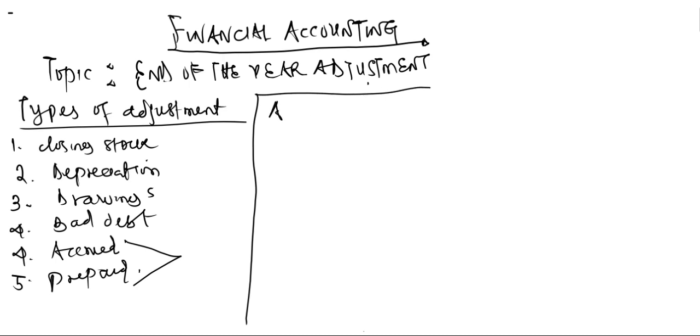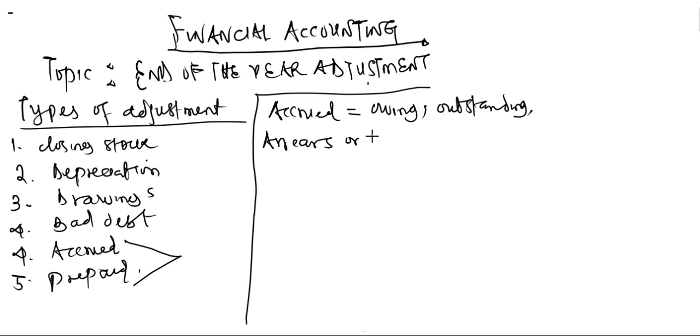So when we look at accrued, first of all, another name for accrued is owing. If you don't want to call it owing, you can also call it outstanding. If you don't want to call it outstanding, you can call it arrears or postpaid. And whenever you're adjusting in the final account, we have accrued, which is owing. So let's see illustration 1.